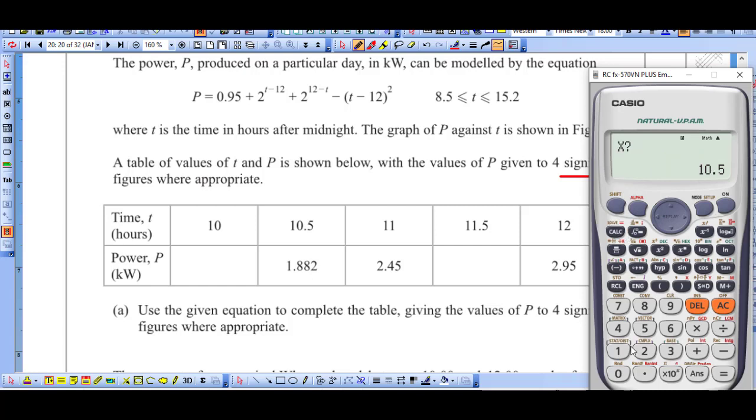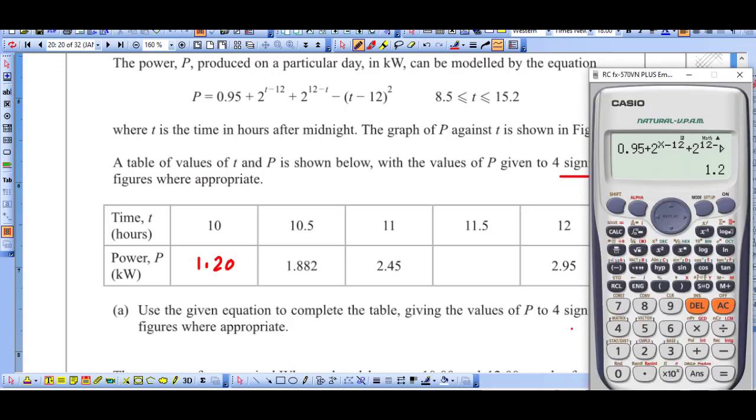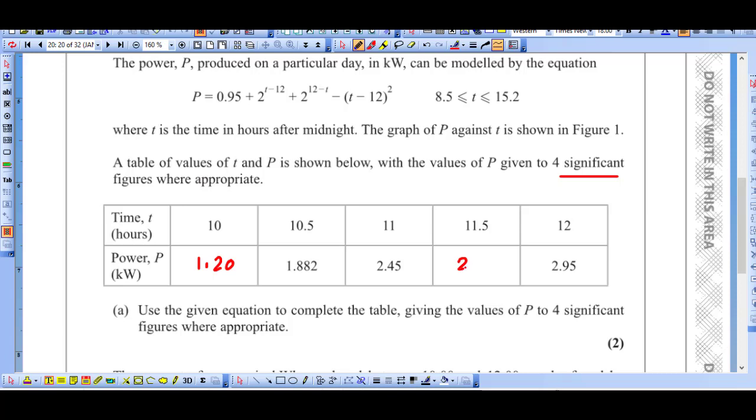Now calc 10, equal to 1.2. So we have here 1.20. Then again calc 11 to check. It is equal to 2.45, right? Now calc 11.5, which gives 2.82.